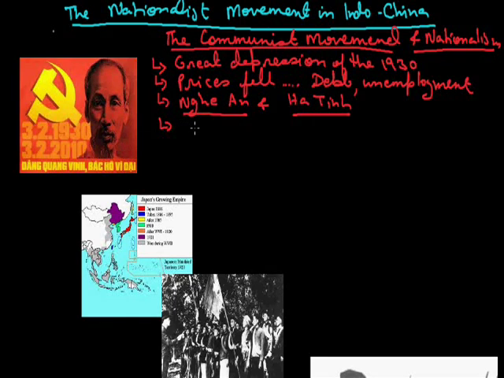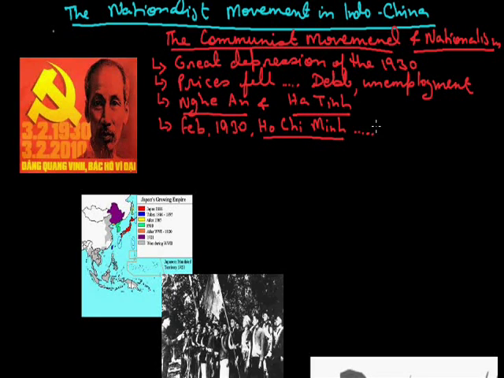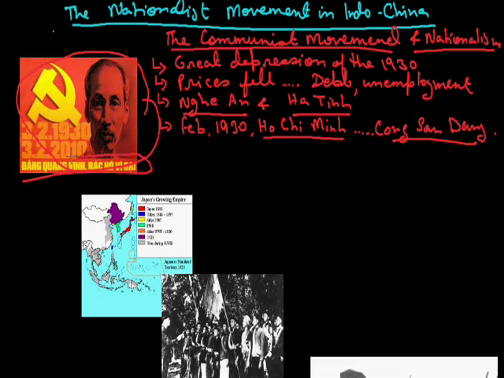Now the next thing is that in February 1930, Ho Chi Minh brought together competing nationalist groups to establish the Vietnam Communist Party, also known as the Cong San Dang Party. And this is how we see the establishment of the Vietnamese Communist Party in the year 1930 by Ho Chi Minh.